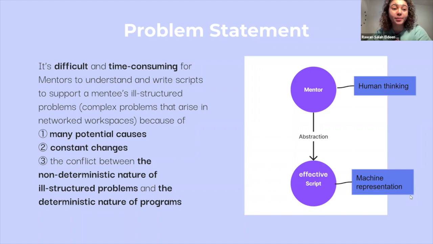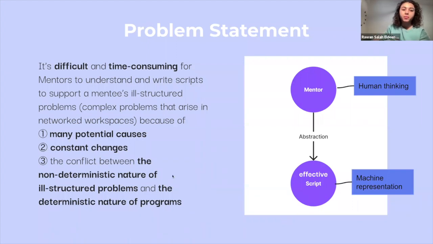In terms of our problem statement, we're looking at the challenge where it's difficult and time-consuming for mentors to understand and write scripts to support a mentee's ill-structured problems, meaning complex problems that arise in networked workspaces. This is enlarged because there's an abstraction barrier between human thinking and machine representation.